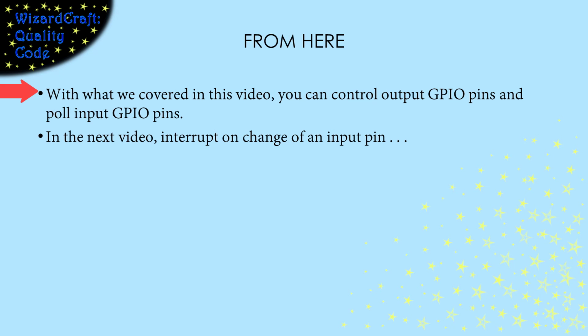So, at this point, you can control output pins and read from input pins. The next thing we'll talk about is configuring input pins so that we get and handle an interrupt when the state of the pin changes, so that we don't have to poll looking for a change.